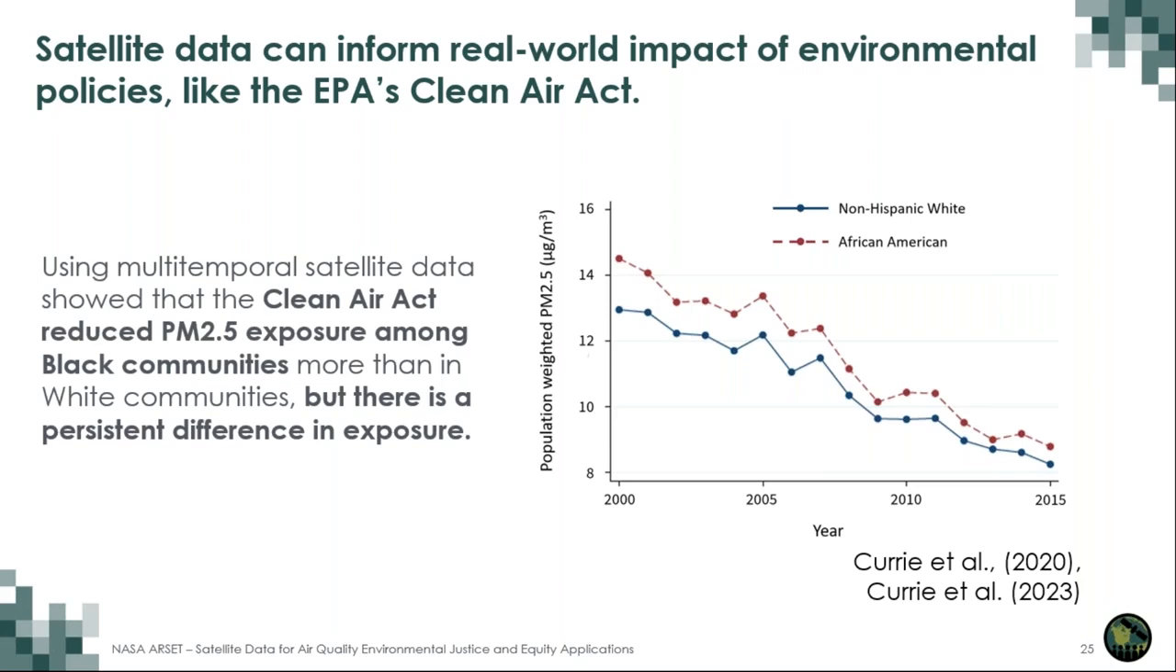This figure plots mean particulate matter 2.5 exposure by year separately for African Americans and the non-Hispanic white population. The gap between PM2.5 for the two groups has remained constant since approximately 2007. And what the study shows was that despite the reductions that in an absolute sense had larger benefits for the Black population, there is a persistent difference in exposure between the populations.